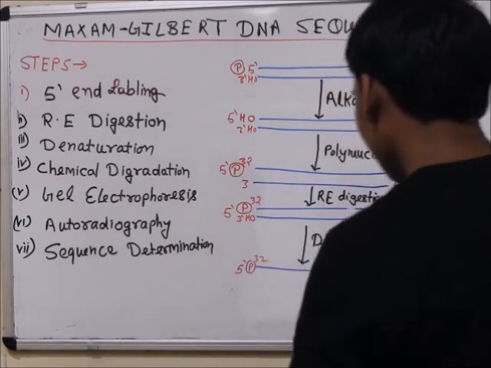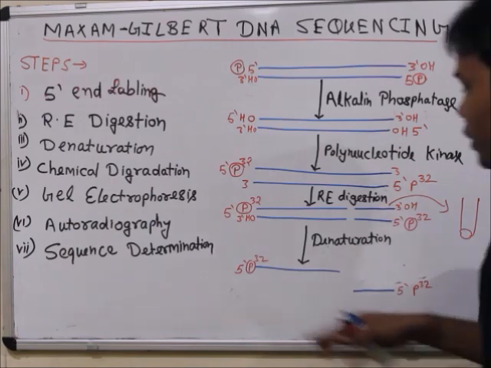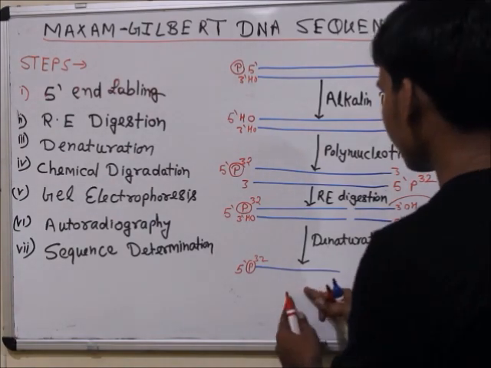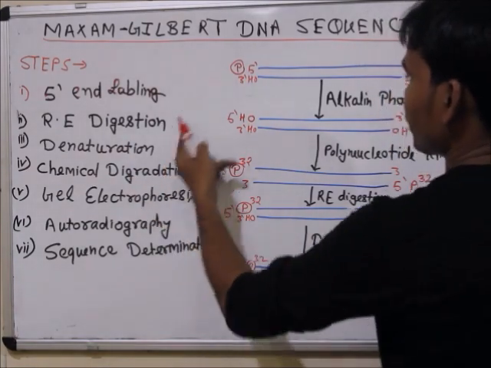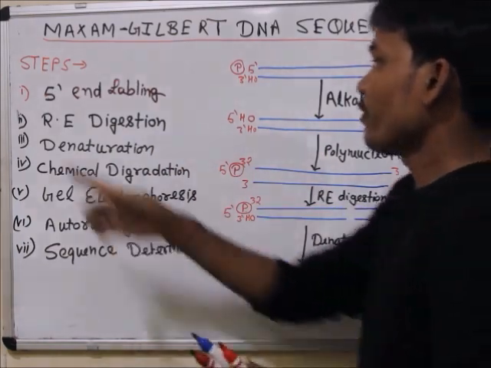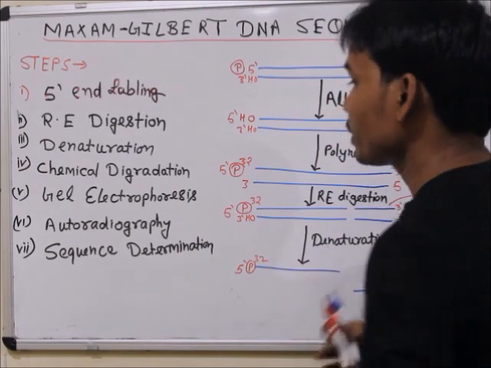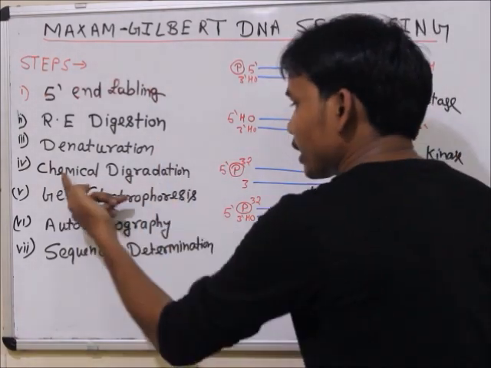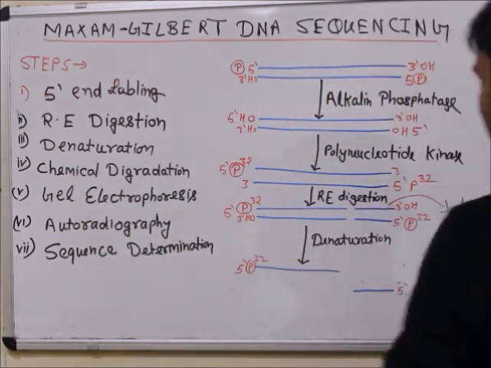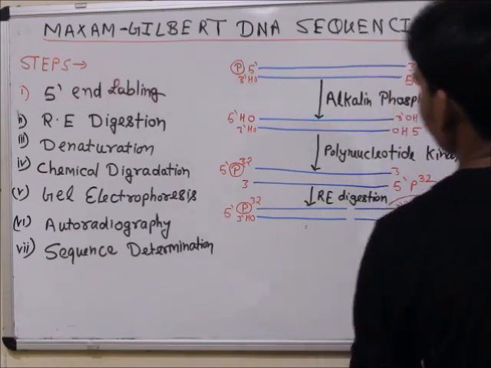Further, how can we determine these reactions? This step is the end of the denaturation process. These steps cover 5' end labeling, restriction digestion and then denaturation. After that comes the chemical degradation method. So what is the chemical degradation method?